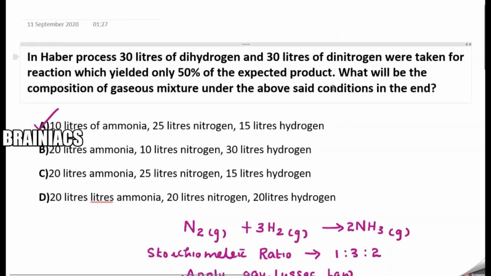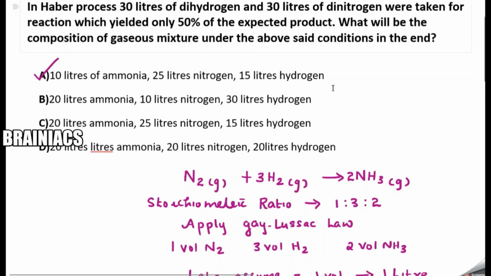Very important question. To understand this, the pivotal point of this question is the last question, that is, what will be the combustion of the gaseous mixture? They're asking you, after the reaction there will be something that is present as gases. So what is its combustion? That is what they are asking. They are not asking you how much amount of nitrogen and hydrogen is required to form 10 liters of ammonia. That is not what they are asking. They are asking you what will be the combustion of the gaseous mixture under the above set condition. Above set condition is 50% of the expected product.